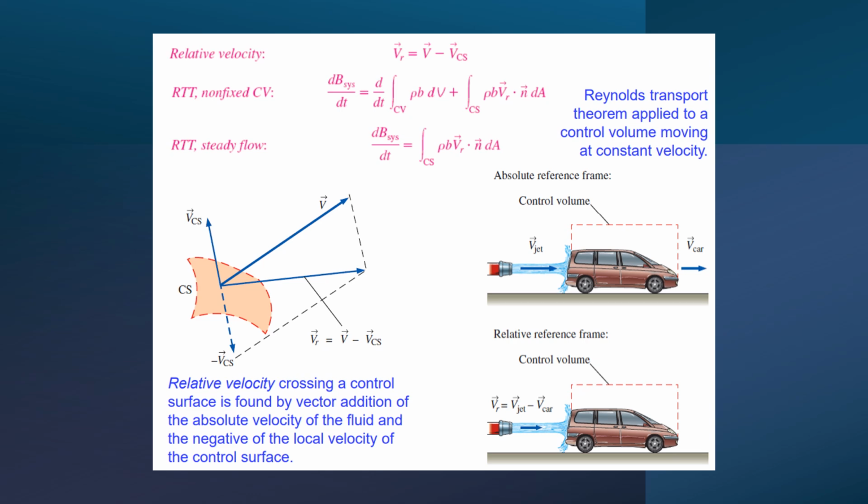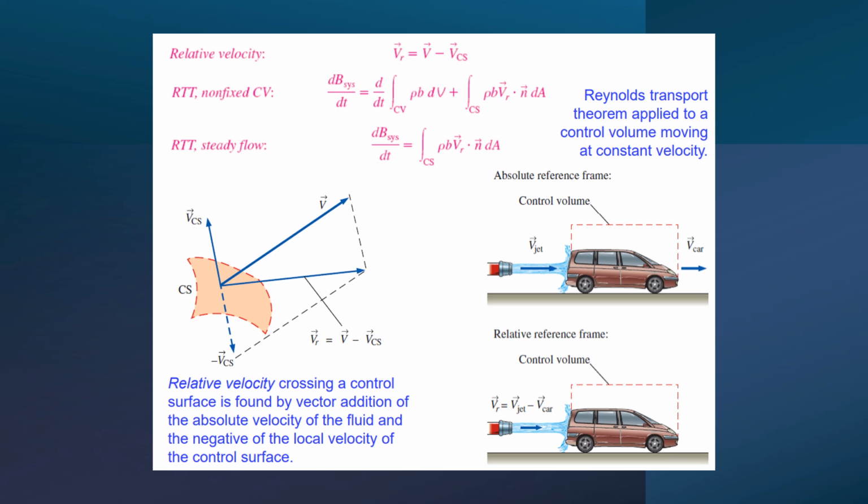There are three equations shown in the slide, which are relative velocity, RTT for a non-fixed control volume, and RTT for steady flow. From the diagram shown, relative velocity crossing a control surface is found by vector addition of the absolute velocity of the fluid and the negative of the local velocity of the control surface. Reynolds transport theorem is applied to a control volume moving at constant velocity.